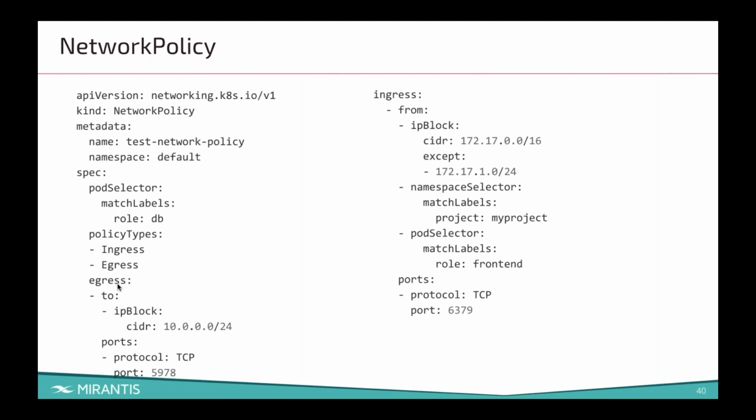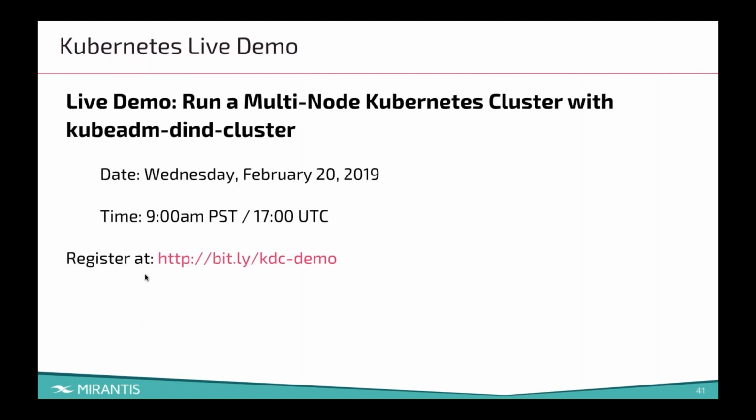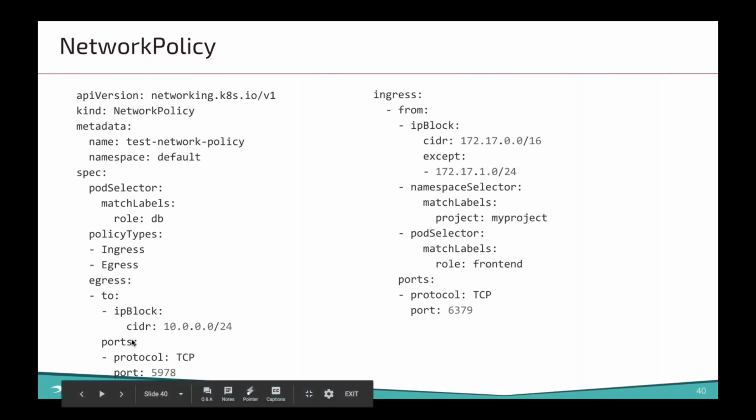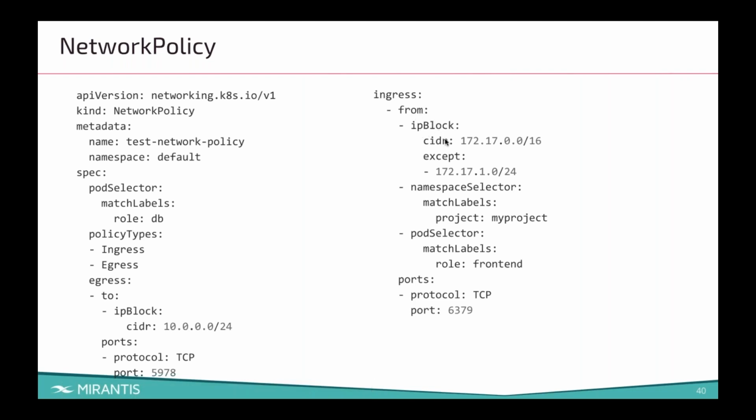So we can talk about the egress type first. It says where connections can go, and the ports and protocols that those connections can use. Ingress is, of course, incoming connections. So where can these connections come from, and where can they connect to once they come in?